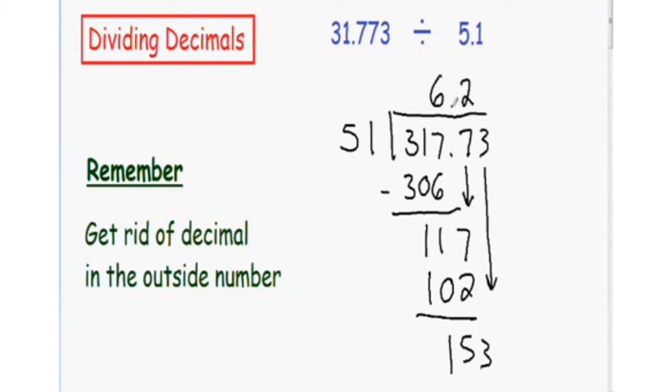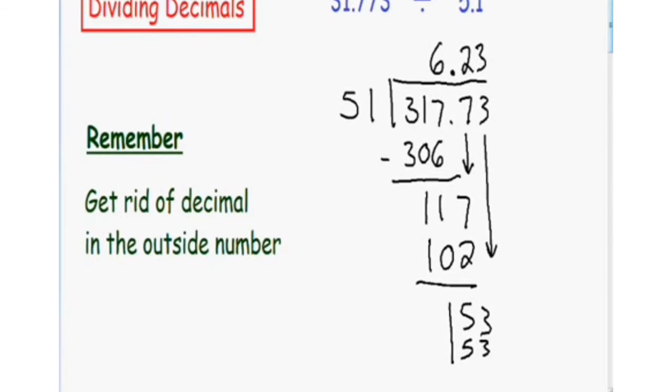So now we are going to divide 153 by 51. When you divide 153 by 51, you are going to get exactly 3. The same way you continue, multiply the divisor by 3 and you get 153. So when we subtract, we get a 0. So our answer is 6.23.